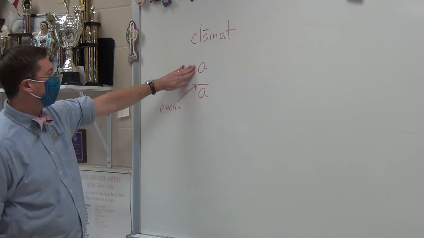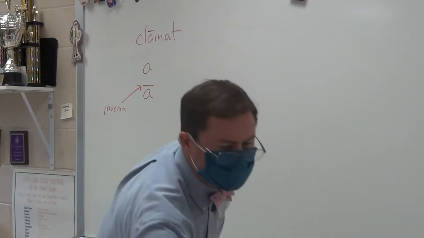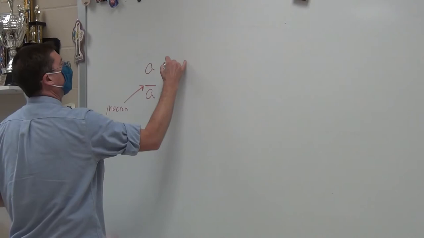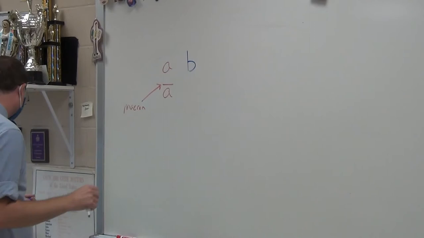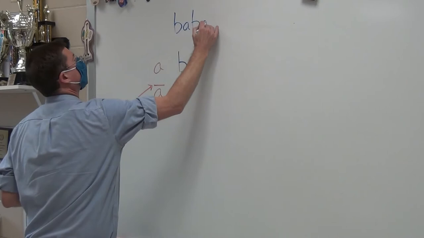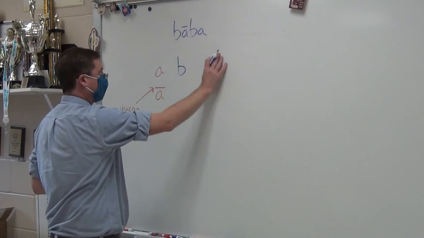Second letter of the alphabet is obviously going to be the letter B. Written like that right there, and it has the exact same sound as what we would have in English. Ba, ba, ba. And so therefore, not a Latin word, but you pronounce it "ba, ba."